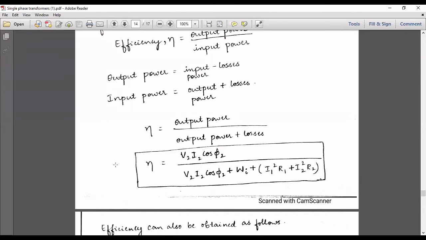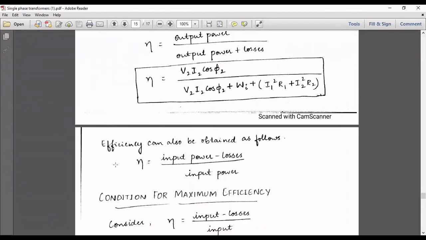This efficiency can also be obtained as eta equal to input power minus losses divided by input power. This expresses the efficiency in terms of input power. The equation will be: input power, that is V1 I1 cos phi 1, minus Wi plus I1 square R1 plus I2 square R2, divided by V1 I1 cos phi 1. That is the equation.